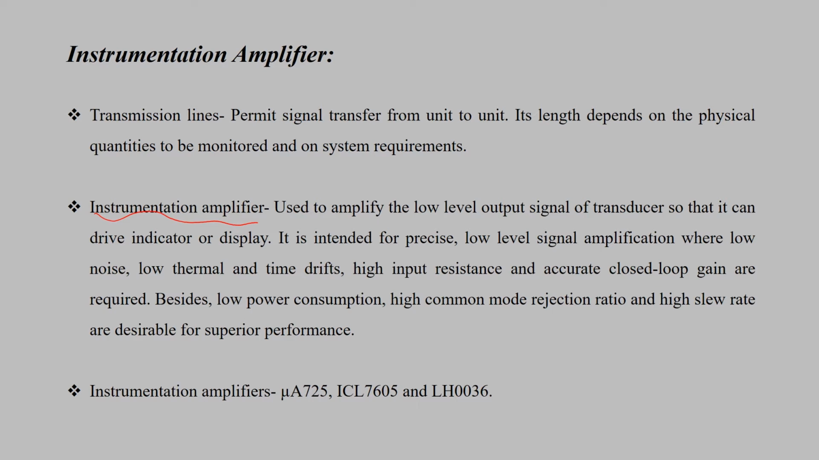Besides low power consumption, high common mode rejection ratio and high slew rate are the desirable characteristics of an instrumentation amplifier for superior performance. Commonly used instrumentation amplifiers are MUA725, ICL7605 and LH0036.